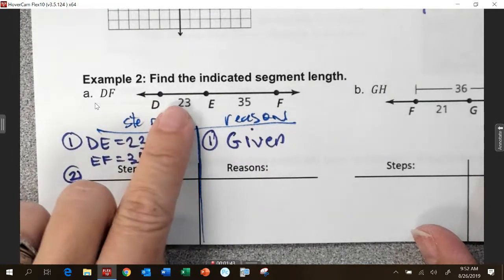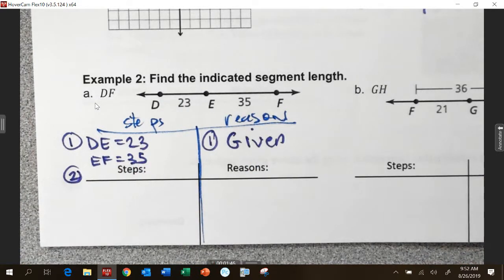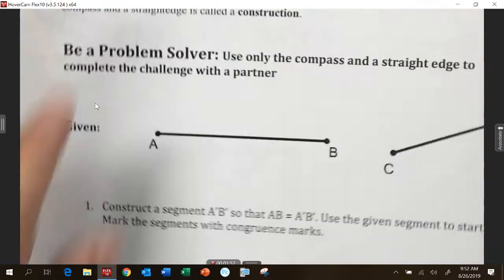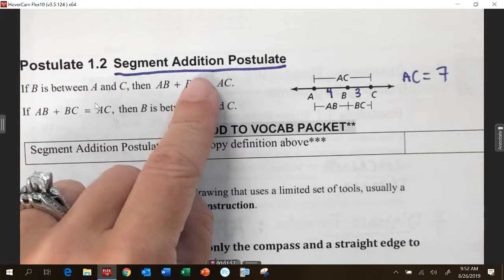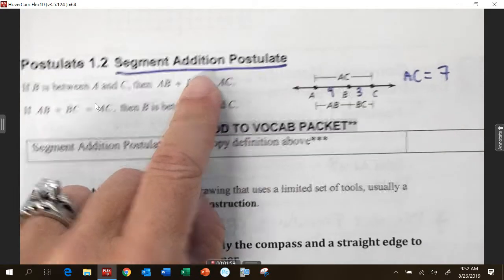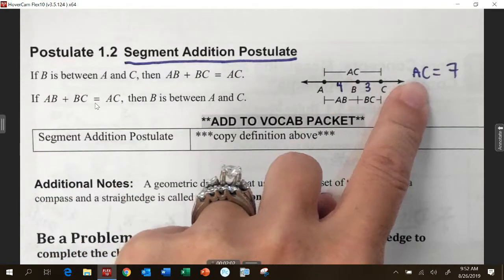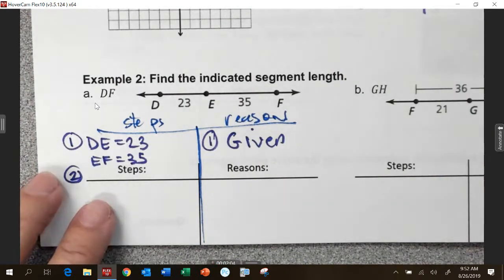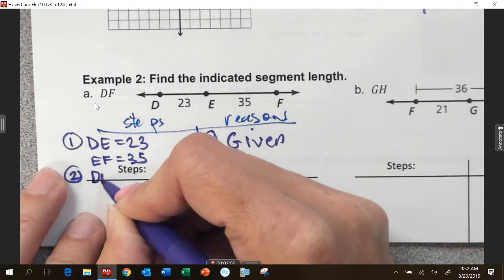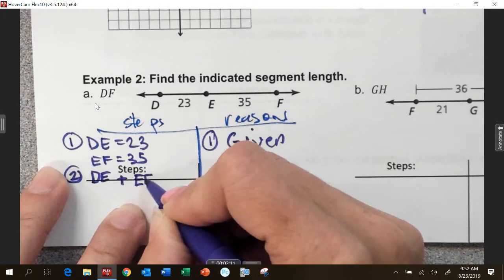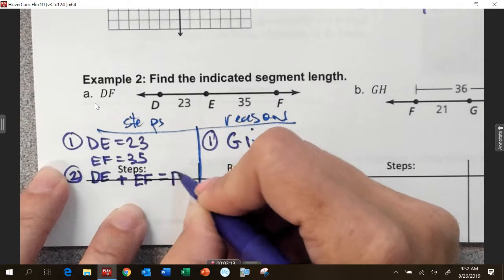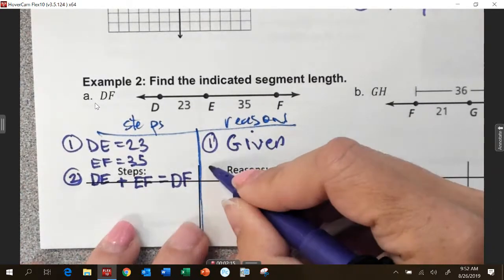You guys told me 23 plus 35 is going to be the answer. But we can't just jump into 23 plus 35. We have to have a reason why we were allowed to add those. So this goes to my segment addition postulate that we talked about earlier in our notes. Segment addition postulate says if we add the two pieces together, we get the whole thing. So what I'm going to write is if I add DE plus EF, I get DF. And that's what I'm trying to get.